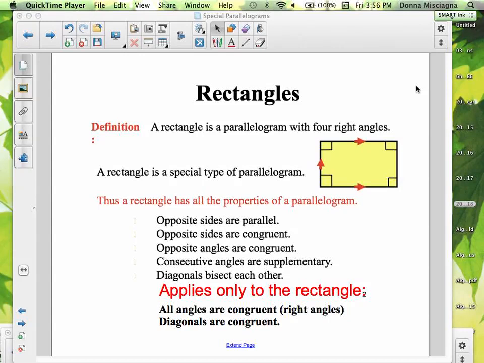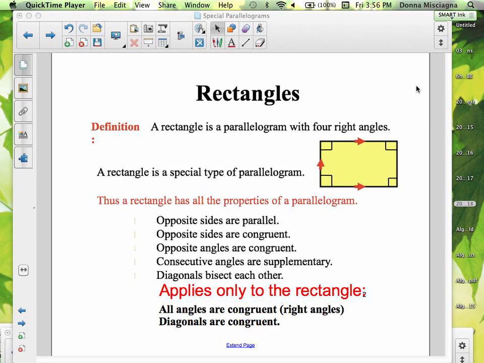Welcome to a podcast on the rectangle. So a rectangle is a parallelogram with 4 right angles. That's its official definition. It is a special kind of parallelogram because in addition to the features of a parallelogram, it has its own requirements.